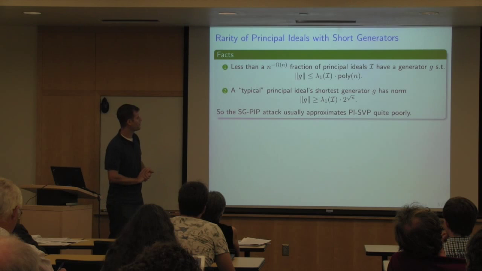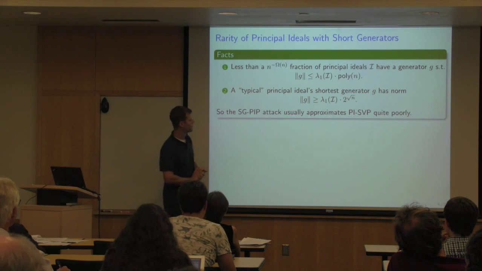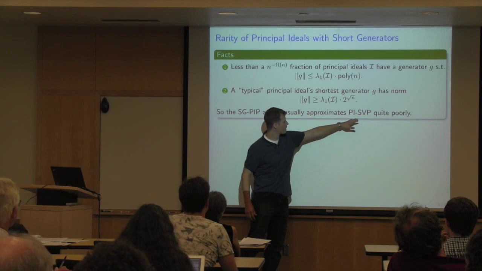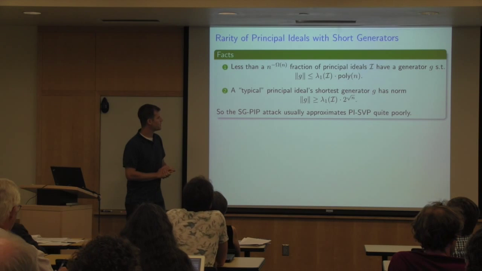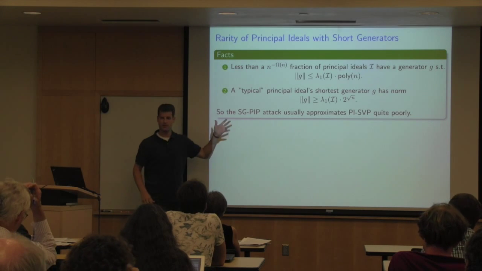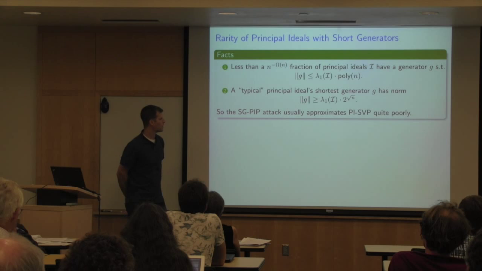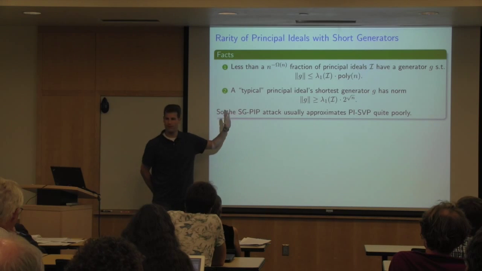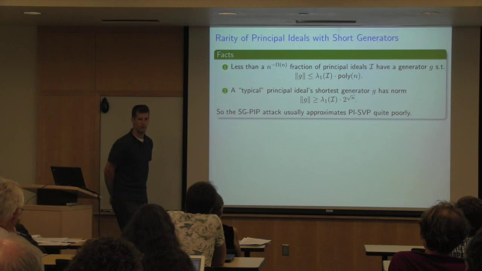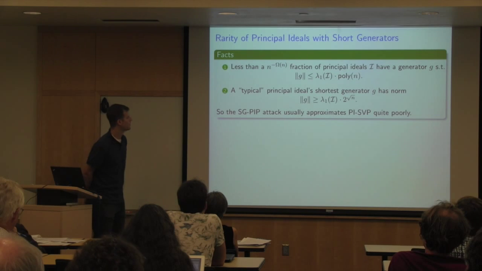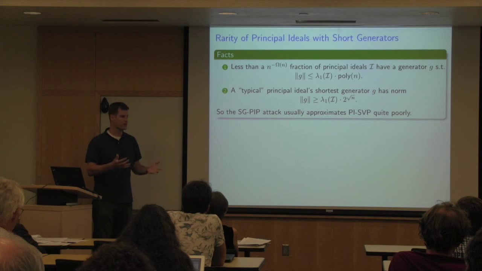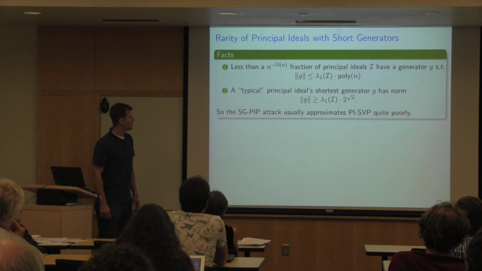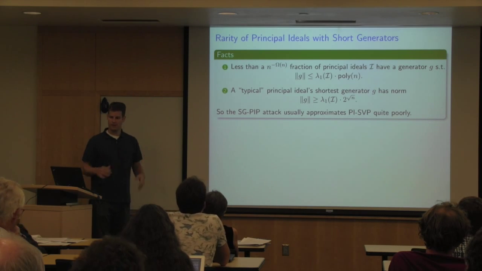So the upshot of this is that if you want to think about finding short vectors in principal ideals, arbitrary principal ideals, then typically finding the shortest generator doesn't do very well. Because the shortest generator is typically very, very much worse than the shortest vector. Okay, so it's something kind of interesting. It illustrates the unusual nature of these ideals that have short generators.